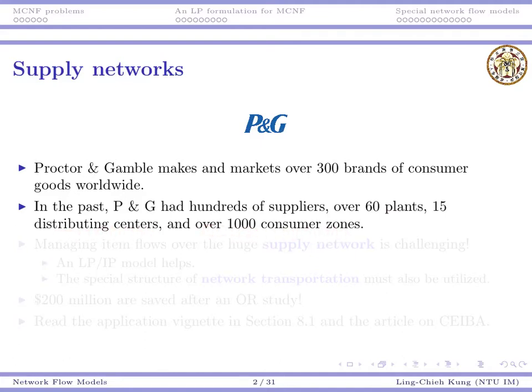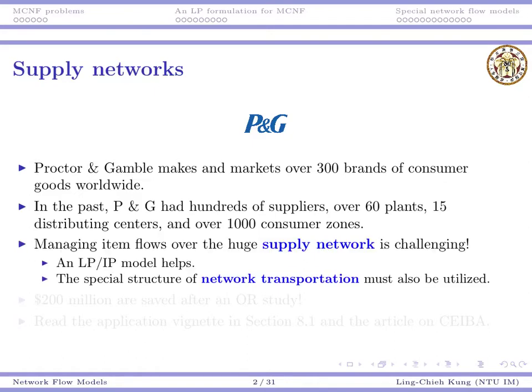So you may imagine that because there are so many different types of goods produced and made by P&G, and also they sell those goods to many different places, to many different consumers. So it's very natural that they need to manage item flows over a very large supply network, from multiple suppliers through multiple distributing centers to multiple markets. There is a supply network which must be controlled by P&G. So in order to optimize those item flows, LP or IP models certainly help.